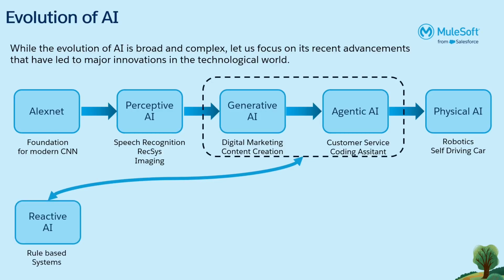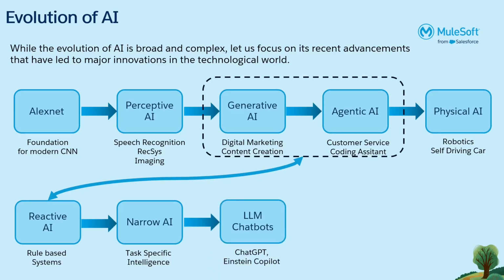So what we had is reactive AI, which were rule-based systems, the if-else type of chatbots in the space. Then we had narrow AI, which was task-specific intelligence, for example spam email filtration, Google Translate, and the routing that you see in maps. And then we got into LLM chatbots, wherein ChatGPT gained traction, and then we had Einstein Copilot as well. And now we have AI agents, with Agentforce and AutoGPT as examples.